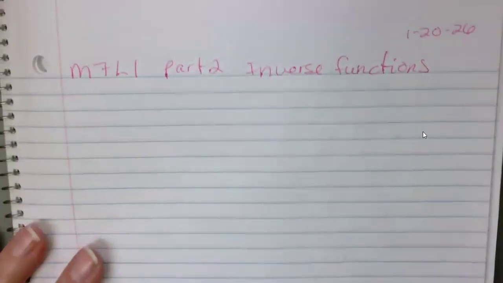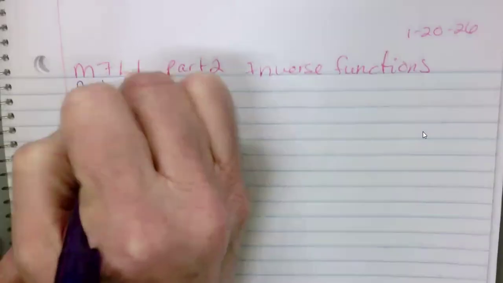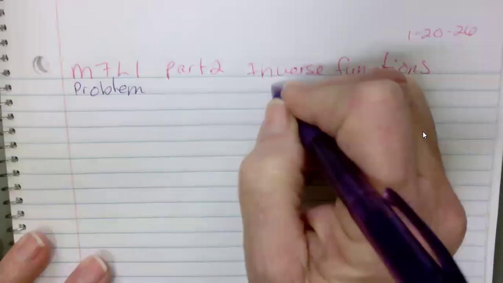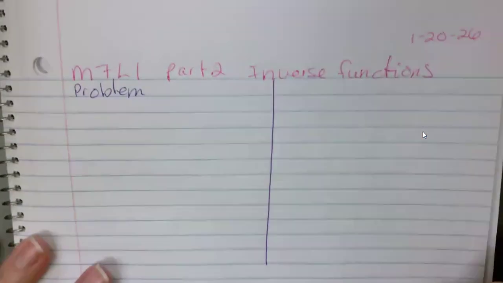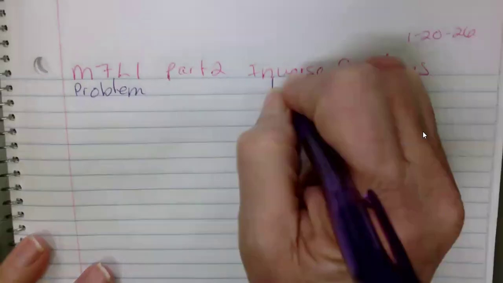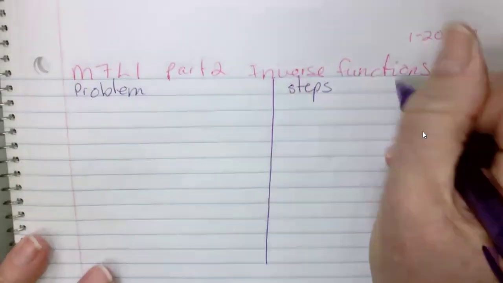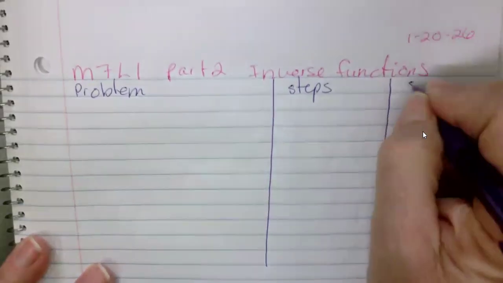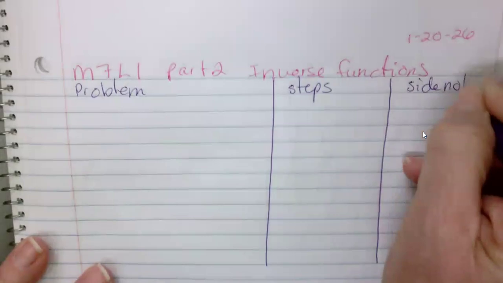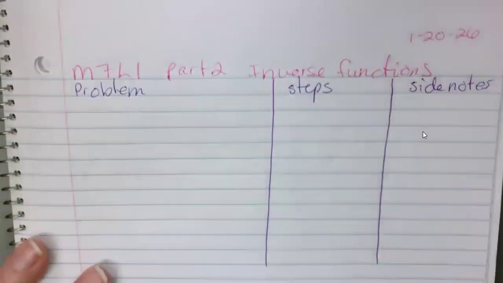So we're going to set up our paper a little differently. Here we're going to have the problem, and then about here I'm going to write our steps. And then there's a couple of little side things I mentioned, so we're going to write side notes over here, and I'll try to keep it clear what we're doing there.